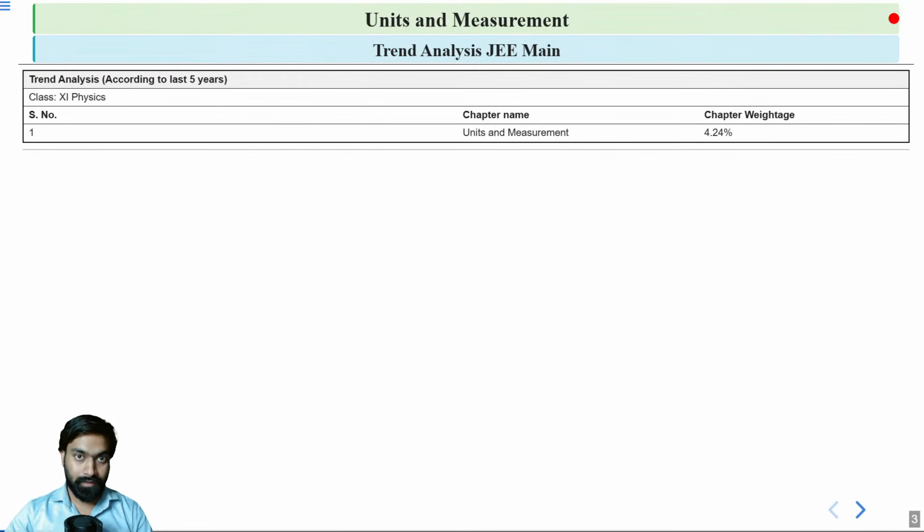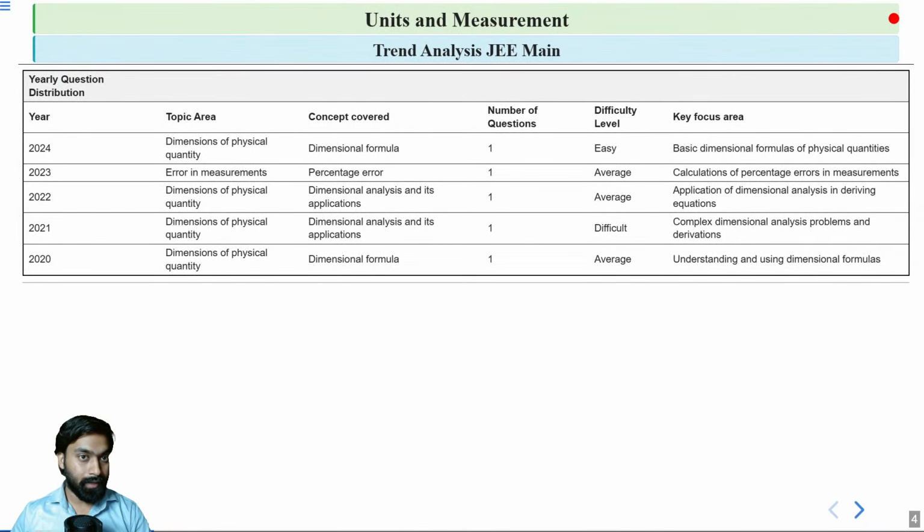Let's see the trend analysis for JEE Main. The chapter is units and measurement. The overall weightage is 4.24%. And if we talk about the yearly question distribution, in 2024 the question was asked from dimensions of physical quantity, and the concept covered was dimensional formula. Number of questions: 1, and the difficulty level is easy.